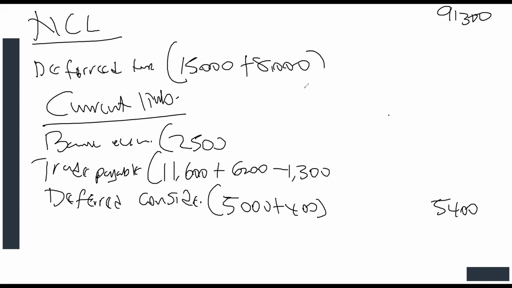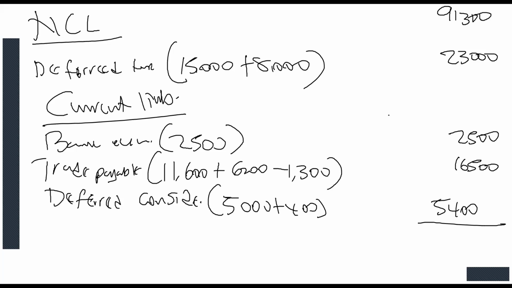Deferred tax, there's no information. So what do you get? 23, right? Yes, please. Bank, 2,500. Trade payable, 11, 10, so that would be 16,500. Okay, then we are done.